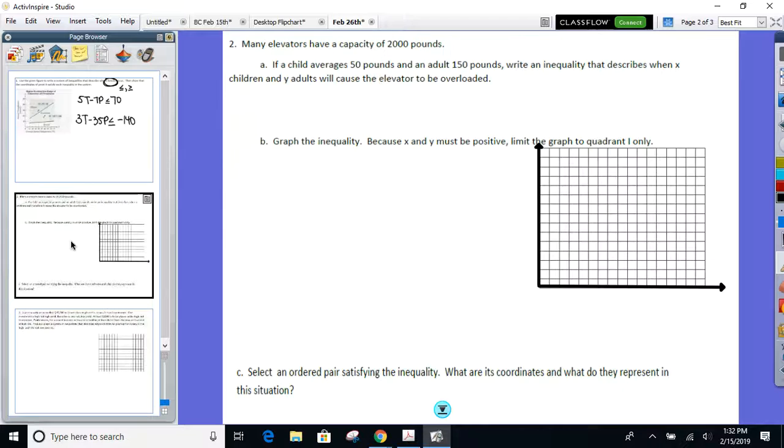All right, next one. From scratch now. Equation, graph, shade. From scratch.